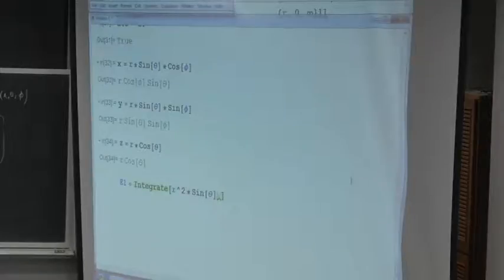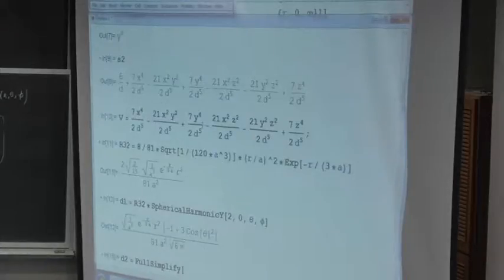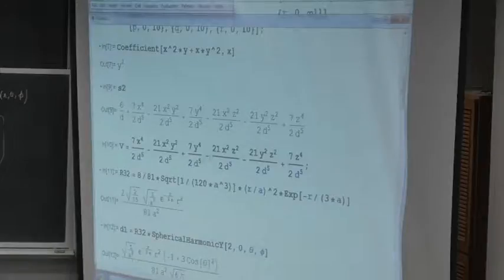Now I need to integrate with this metric, because I'm integrating over volume. R square sine theta is the volume metric for integration over volume. I multiply d1 conjugate with d1, and I need to multiply this with V. I've defined my V, this is my potential.